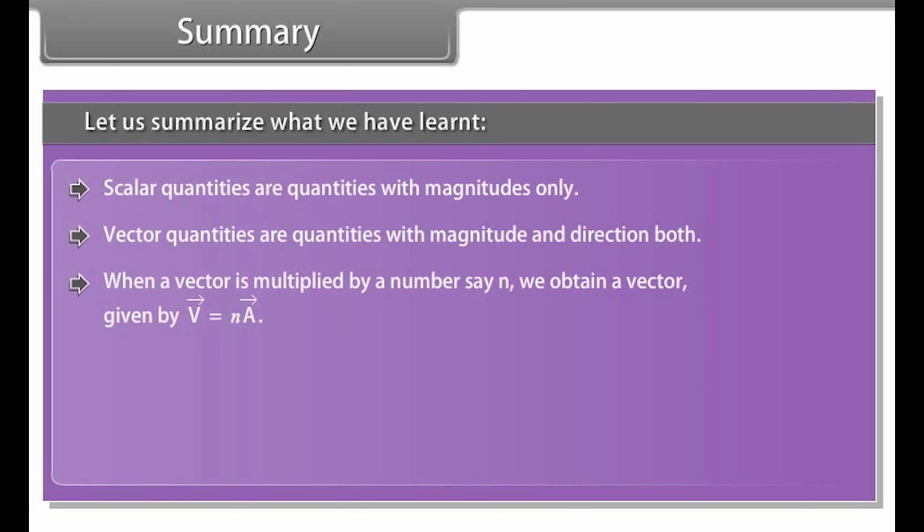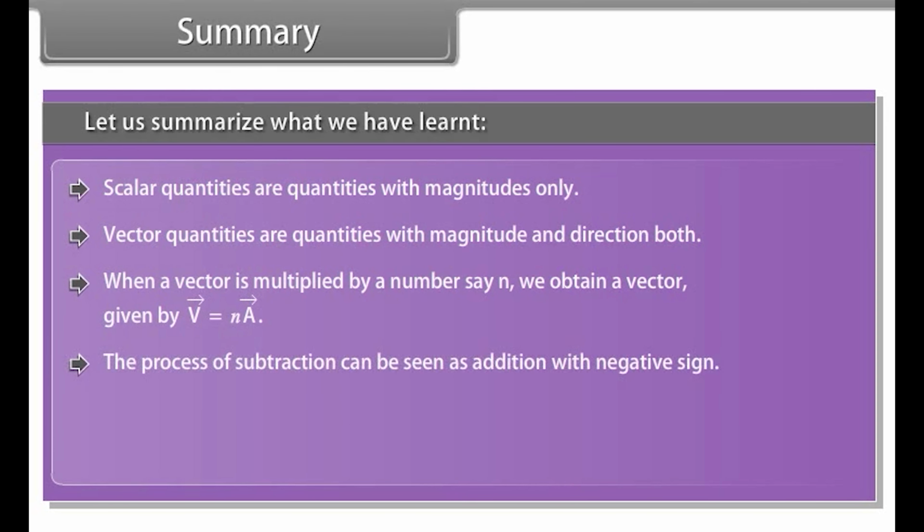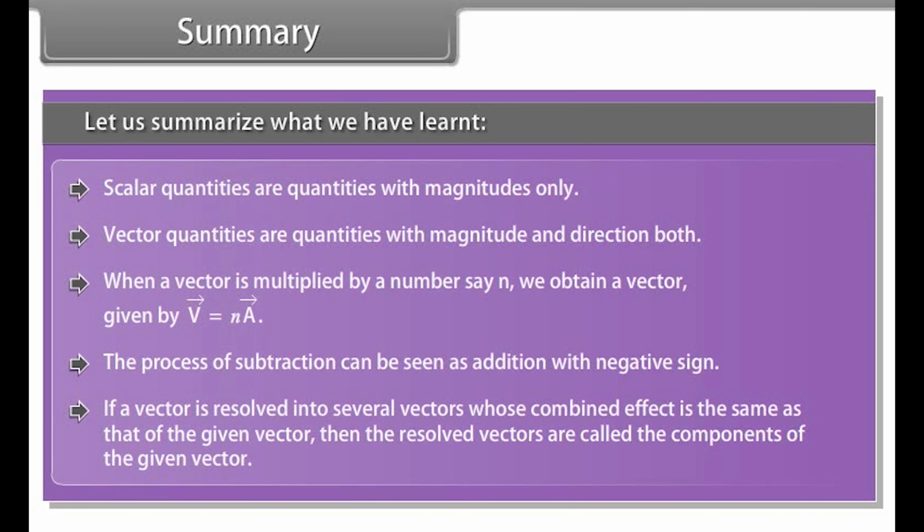When a vector A is multiplied by a number, say n, we obtain a vector v given by v vector is equal to n times A vector. The process of subtraction can be seen as addition with negative sign. If a vector is resolved into several vectors whose combined effect is the same as that of the given vector, then the resolved vectors are called the components of the given vector.